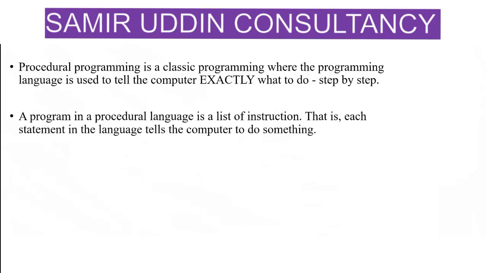Before learning object-oriented programming, we need to understand what programming practice was available to us before its inception. It was procedural programming, which we also call procedure-oriented programming. Procedural programming is a classic programming where the language is used to tell the computer exactly what to do, step by step. A program in a procedural language is a list of instructions. Each statement tells the computer to do something.